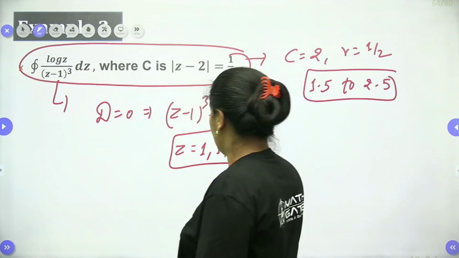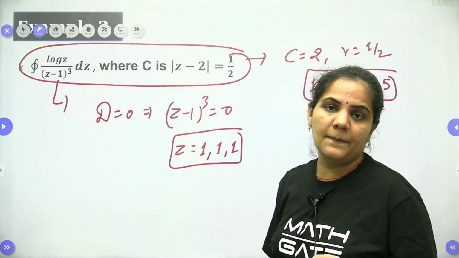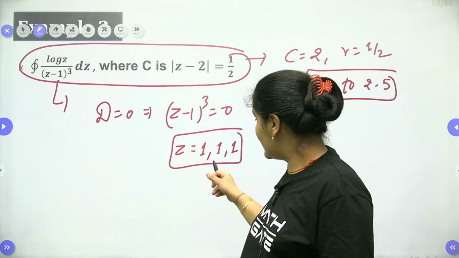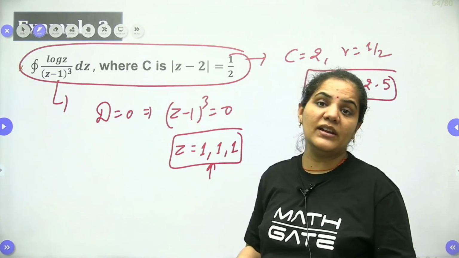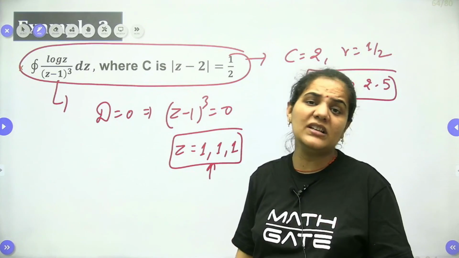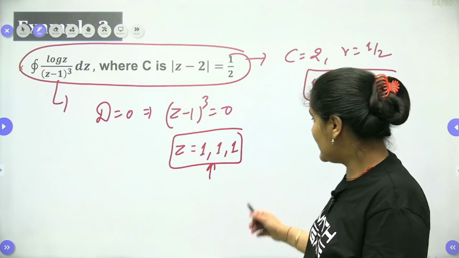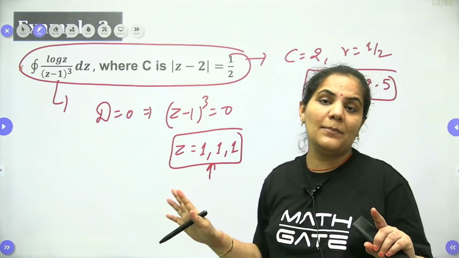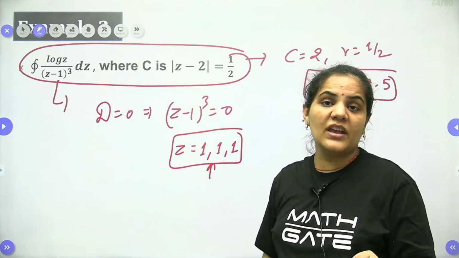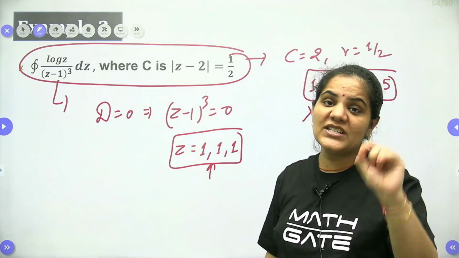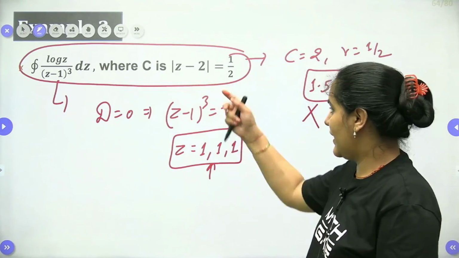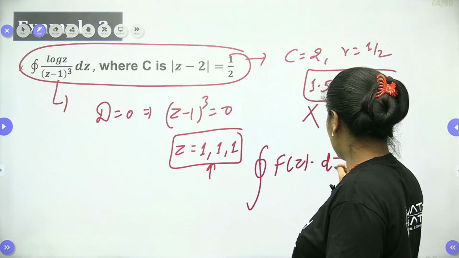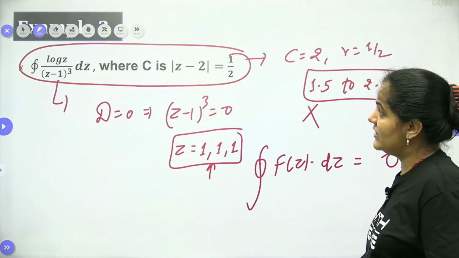We can see here the order of the pole is triple, but the result will be 0. Why? Because we have z equal to 1. Exactly, we know very well z equal to 1 is lying outside the closed curve, dear students. When it is lying outside the closed curve, Cauchy's integral formula will not be applied here. We approach here with the help of Cauchy's integral theorem. Hence the final answer of this question will be the integral of f(z) dz equal to 0.